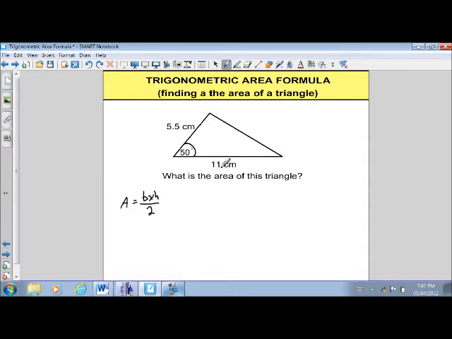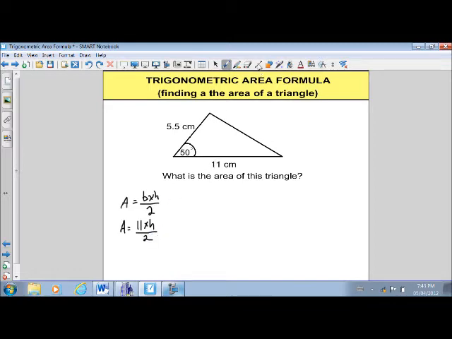We've got one side of 11 centimeters. We have another side of 5.5 centimeters. And we're given an angle of 50 degrees. Now, right off, we couldn't use base times height divided by 2 because we don't know the height. However, we do know the base. So I'm going to fill in our base, which is 11. We still need to find out the height and go from there.